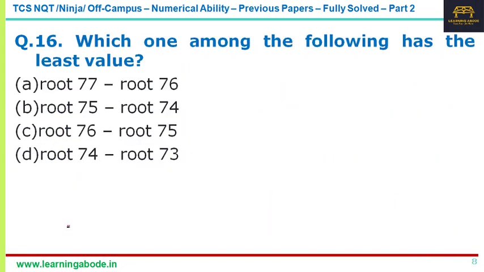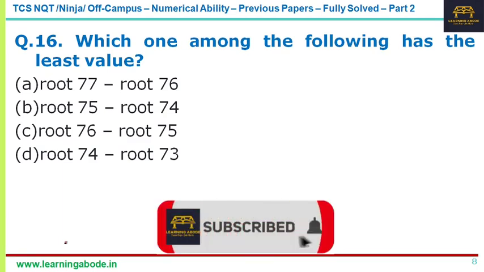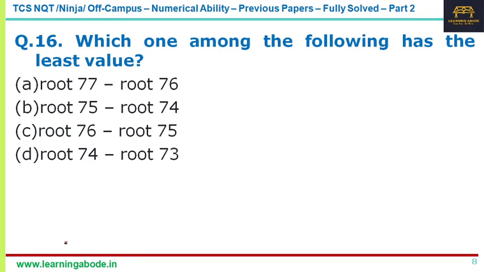Now question number 16. I think in the previous video I had solved a simplification question maybe, but this kind of root question we have not solved, so I added it here. Which among the following has the least value? Now the best thing to do here is, of course, to go for a calculator, because in TCS NQT usually they permit you to use calculators. So just go for a calculator, that will be better.